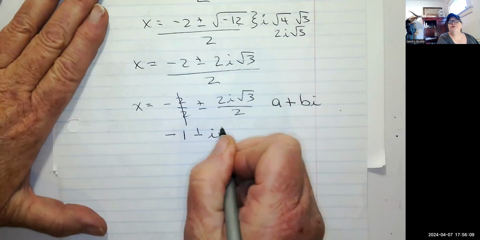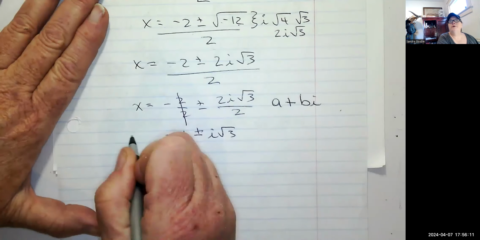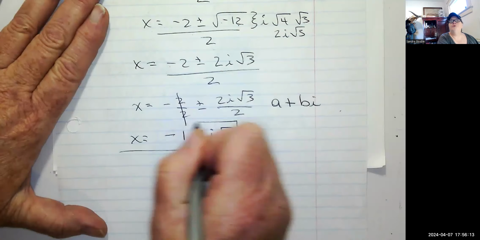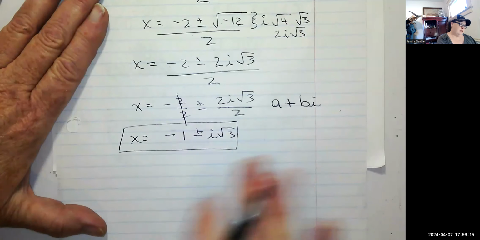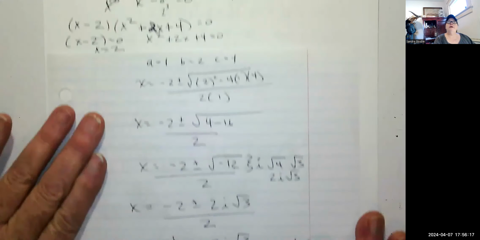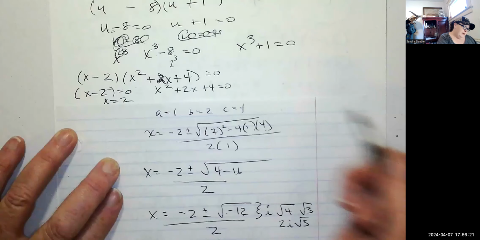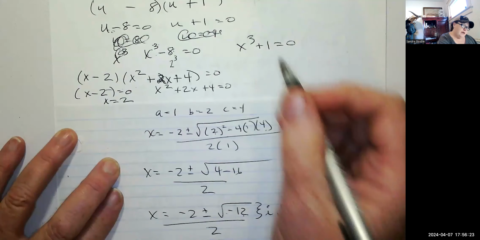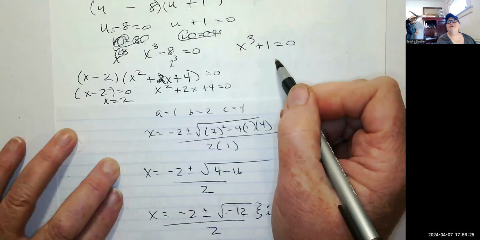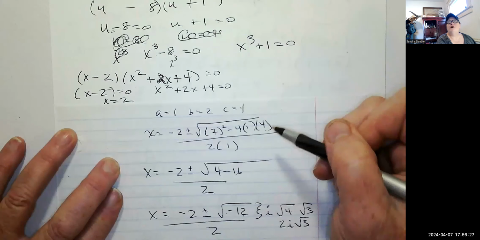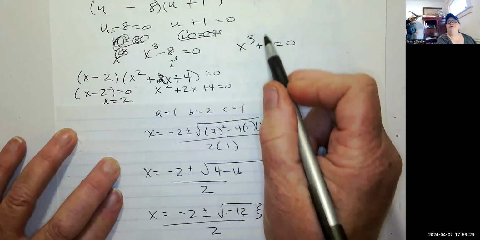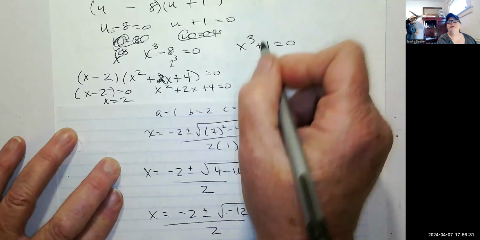Plus or minus i squared of 3. So there are 2 of your zeros, which are complex numbers. And then we had x equals 2. And I think that's all we ended up with. Oh, we're not done. We have this one over here to deal with as well. So that's 3 so far. This should come up with another 3 because it's got a degree of 3.